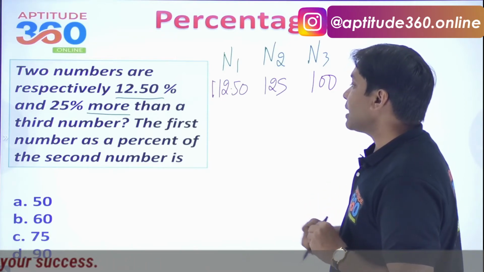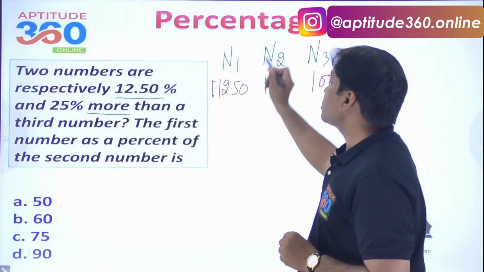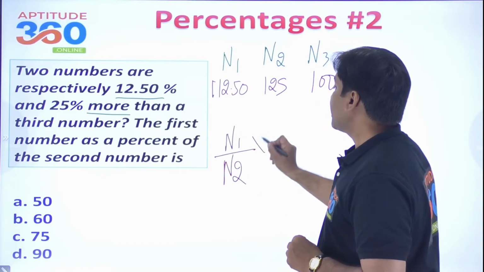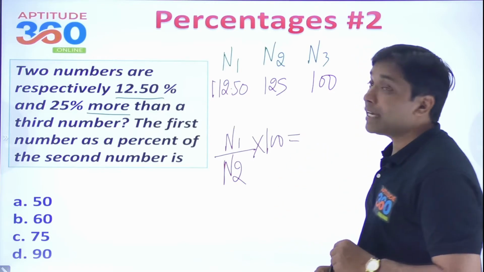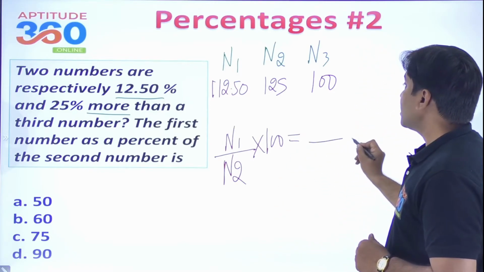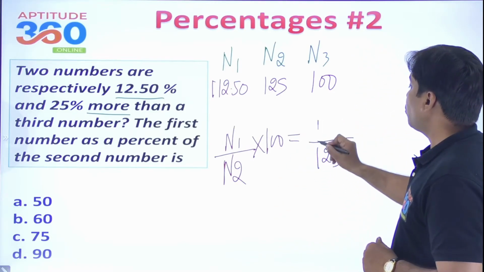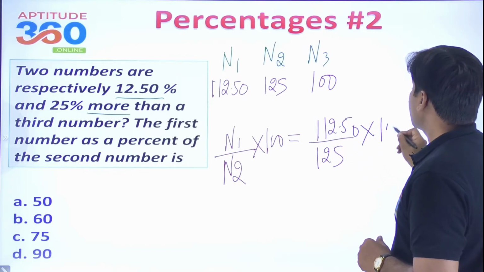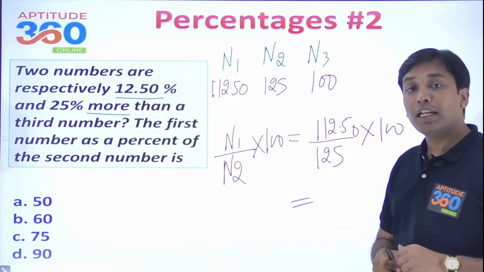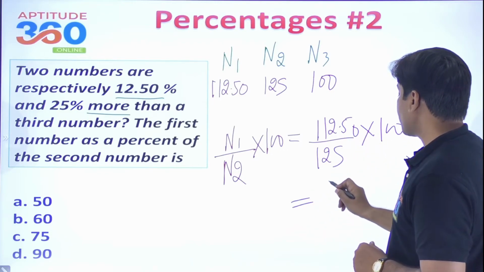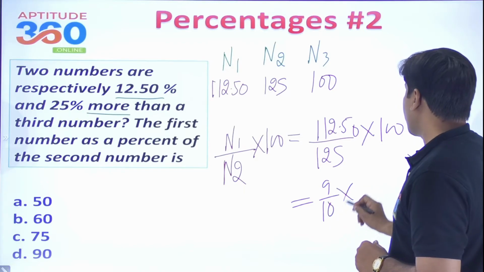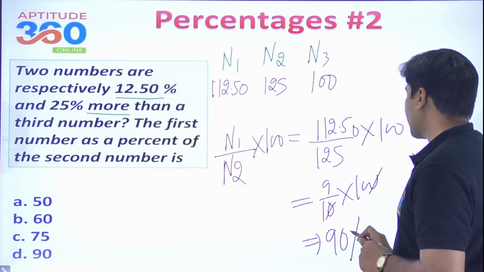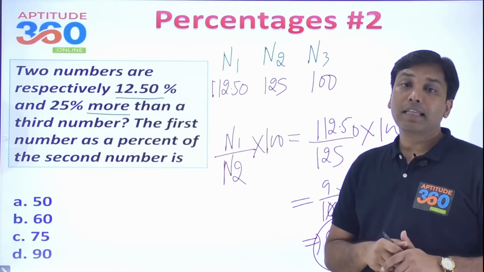अब आपसे क्या पूछा जा रहा है? The first number as a percentage of the second number. So second number will be in the denominator, क्योंकि उसी से compare करना है. Into 100 हो गया. And if you simplify this thing, you will be writing this number 125 into 112.50 into 100. Simplify this thing, and you will be having the answer that's probably coming out as 9 by 10 into 100. Your answer will come out as 90%. Please do the calculation for yourself. The answer is going to be 90%.